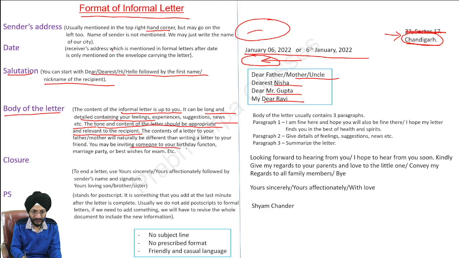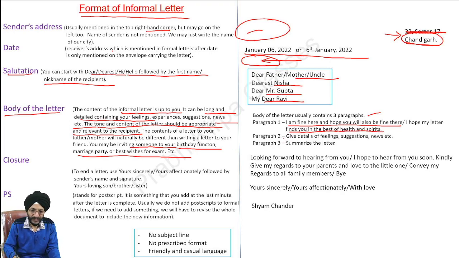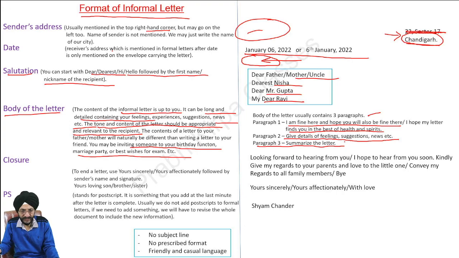You may be inviting someone to your birthday function, marriage party, or sending birthday wishes, etc. Normally, the body of the letter is in three paragraphs. It may vary. Starting of the letter may be just like that: I am fine here and hope you will also be fine there. Or you may start the letter: I hope my letter finds you in the best of health and spirits. Then in the next paragraph, you may give the details of the feelings, suggestions, news, etc. And in the third paragraph, you may summarize the letter.